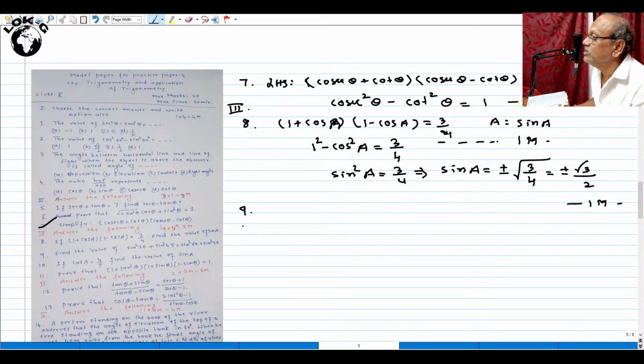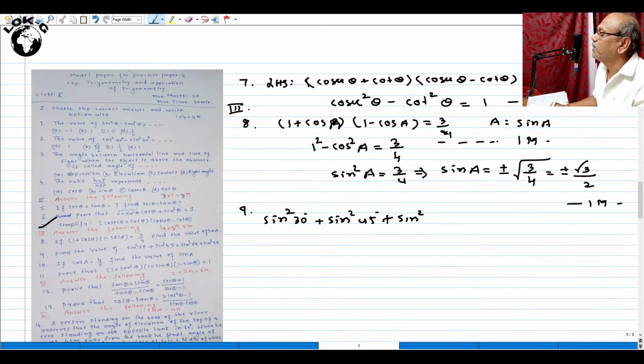Find the value of, this is based on standard angles, sin square. Note down the problem correctly. Don't make any mistakes. Sin square 30 degree plus sin square 45 degree plus sin square 60 degree plus sin square 90 degree. Go on substituting values from the table.